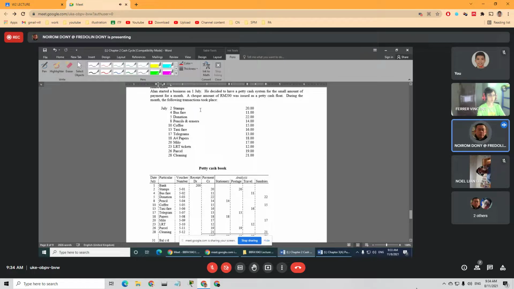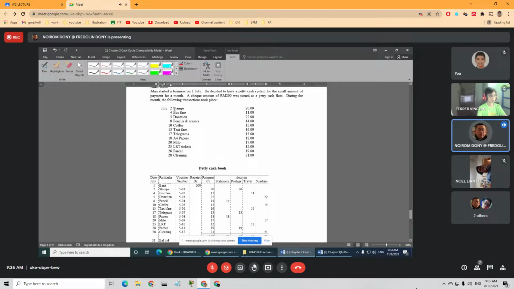This one is issued to petty cash flow, meaning the petty cash received money 200, isn't it? So that's why you record on the receipt column 200. Then the particular you write down, because you're receiving a check amount, so you put particular as bank and the date July the 1st.